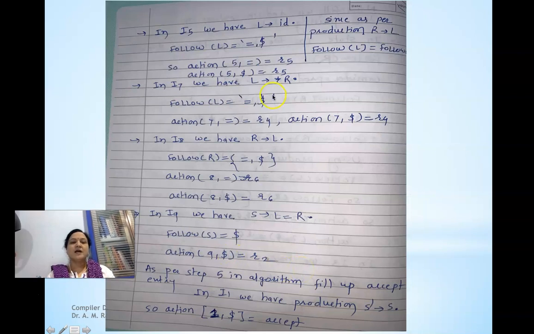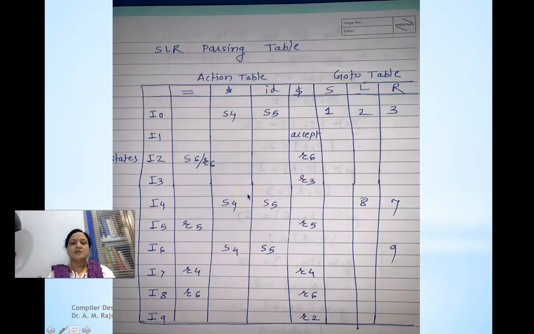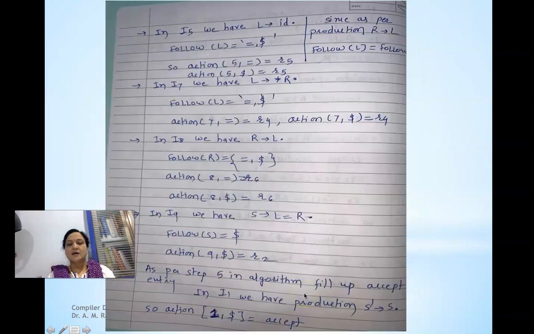Similarly in I8 we are having a production R tends to L dot which will lead to reduction. So follow of R is equal to comma dollar. So action will be, this is in the 8th state, 8 comma equals to is R6 and 8 comma dollar is R6.